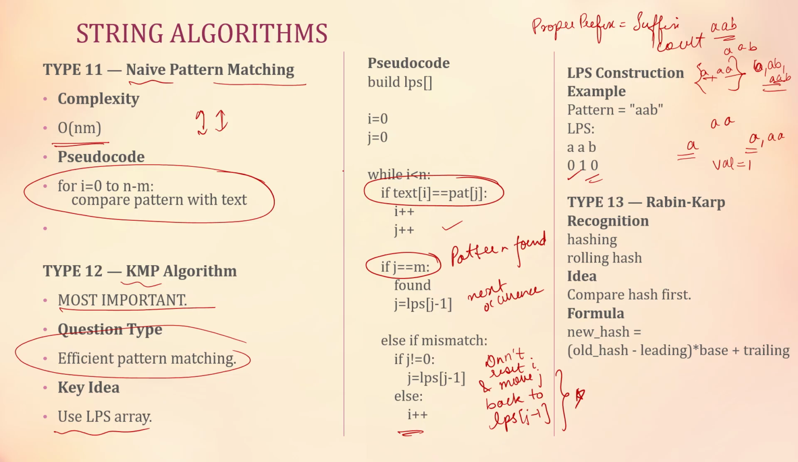This question is very important. Knuth-Morris-Pratt is mostly asked as a question to solve. Mostly pseudocode is not asked. So do practice this question. Next is your Rabin-Karp, which uses the concept of hashing or rolling hash. It compares hash first: old hash minus leading times base plus trailing. We'll understand this with the help of an example.